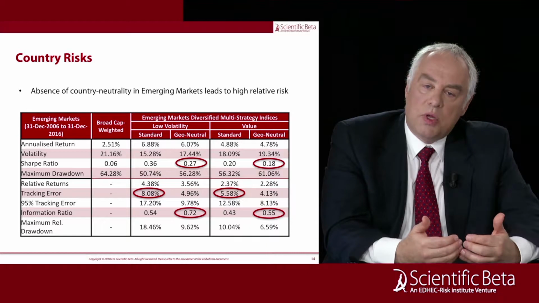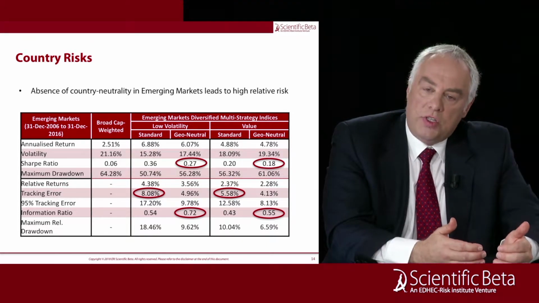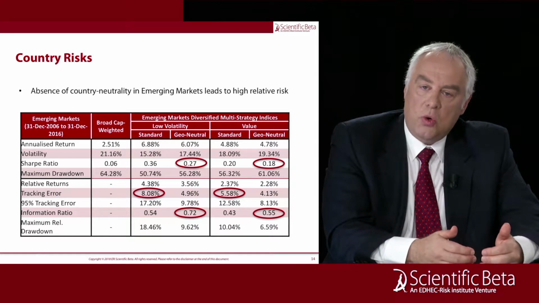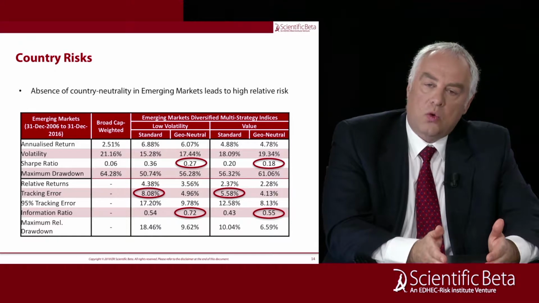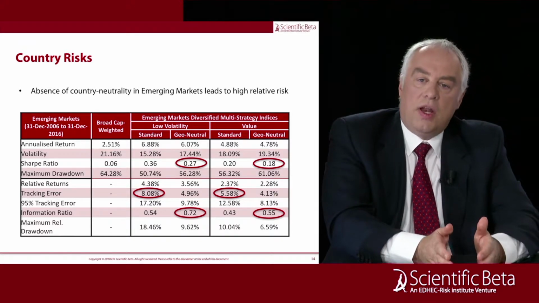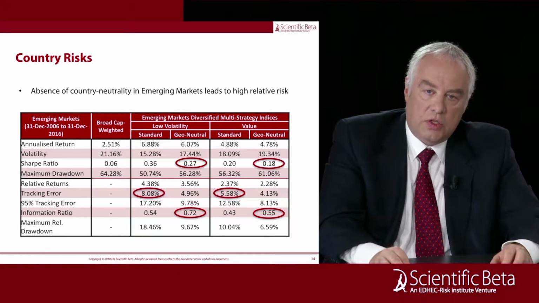But this country adjustment that is applied tends to lead to a reduction in the Sharpe ratio, as we can observe as well through the geo-neutral versions that also impose country neutrality as well as region neutrality within these strategies.